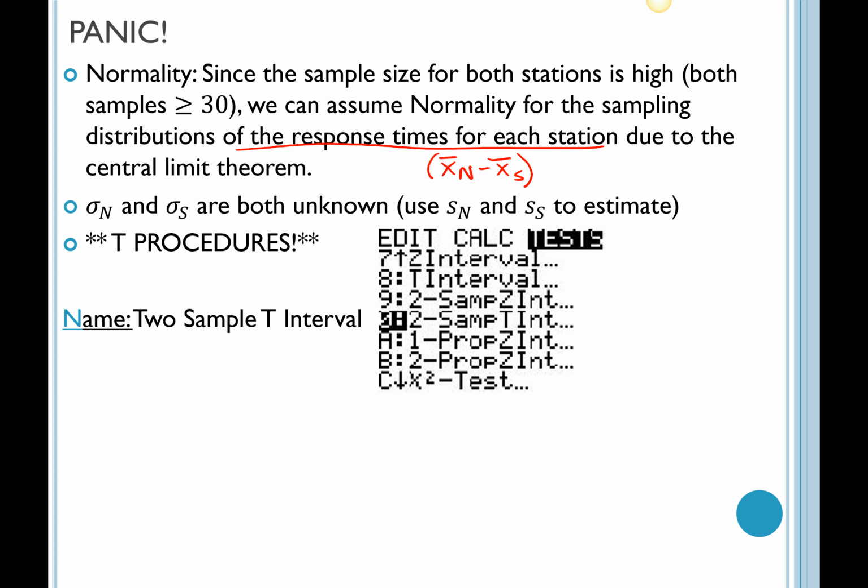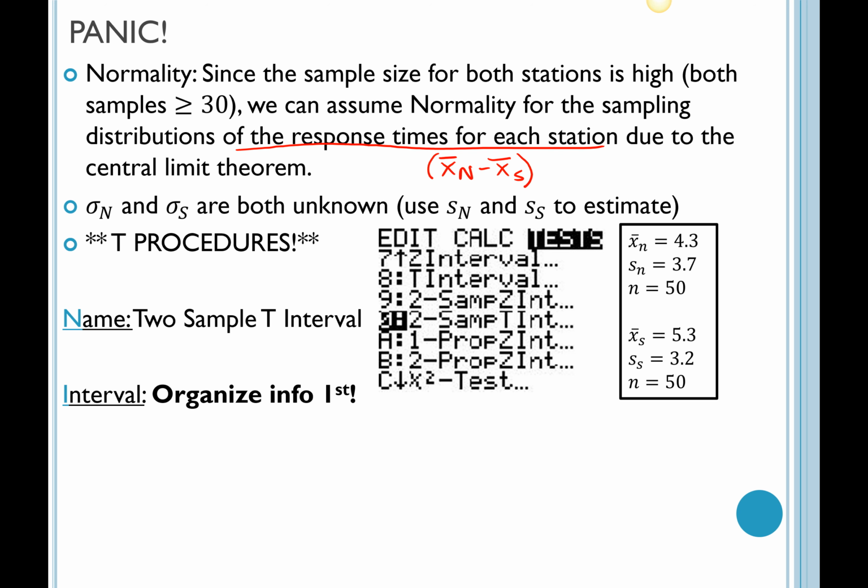Moving on, we are going to be using option 0 in the calculator. Today's procedure is going to be a two-sample t interval, which is done in the calculator by going to stat tests and going to 0 and choosing that one. I highly encourage that we organize some information first, and on the next slide we will talk about it. So go ahead and pause the video and make sure that you jot all this information down so that you're able to plug it into the confidence interval formula that we're going to discuss now on the next slide. So go ahead and pause now if you need to.